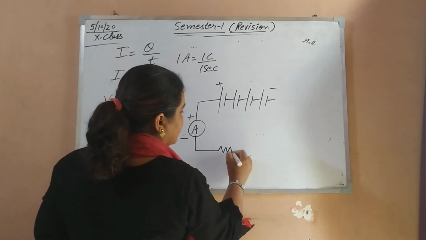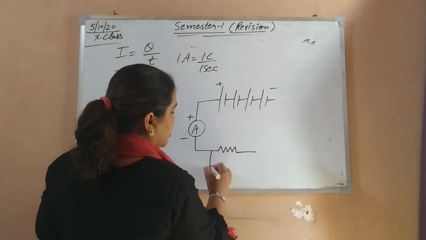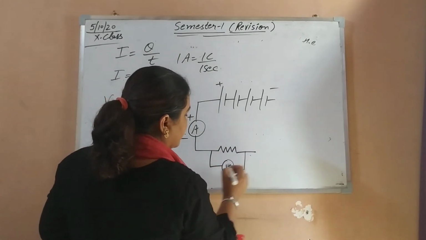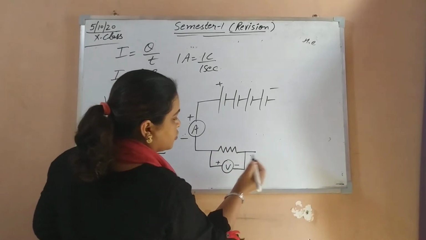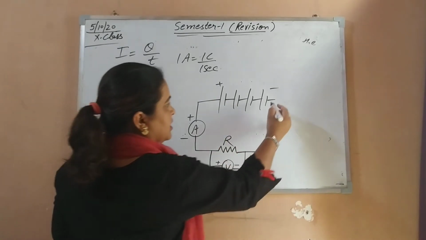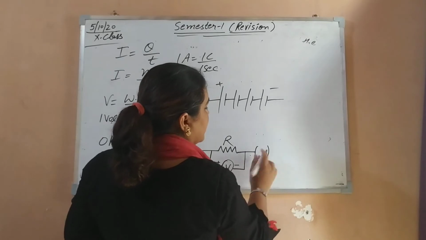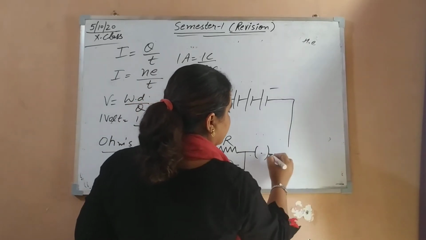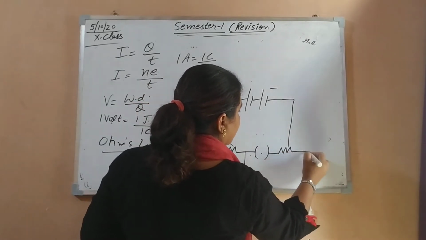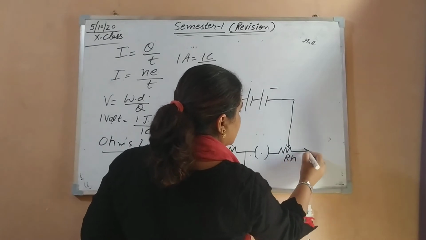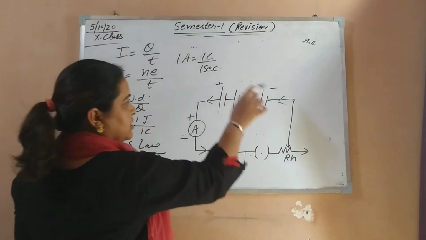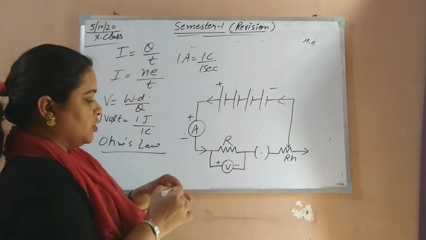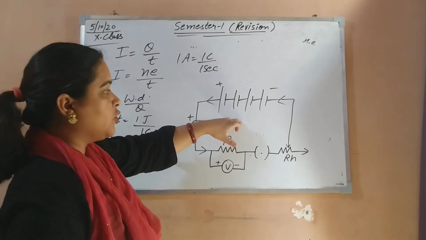Then we have connected a nichrome wire of fixed length. Across its ends we have connected a voltmeter. Positive will go to the positive of the battery and negative would go to the negative, and that is a resistor. Then we have connected a key, and at last we have connected a rheostat here, RH. So current starts flowing from positive to negative. So this is the diagram for Ohm's law. Clear? Circuit diagram for Ohm's law.